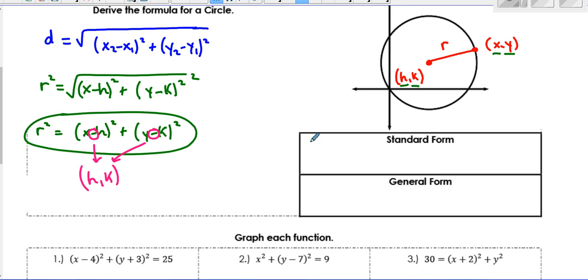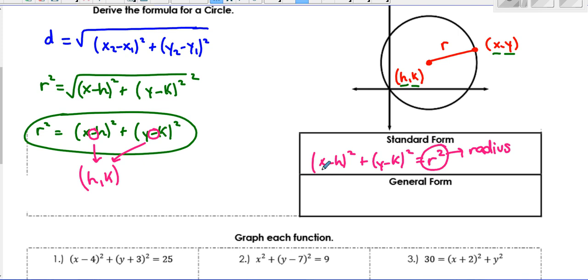Okay, so we have two forms of a circle. We have standard form, which is what we just figured out. So typically we actually write it like this, and we say x minus h squared plus y minus k squared equals r squared. So my h goes with my x, and my k goes with my y. All right, and again, this right here, just so we know, this is my radius of my circle.